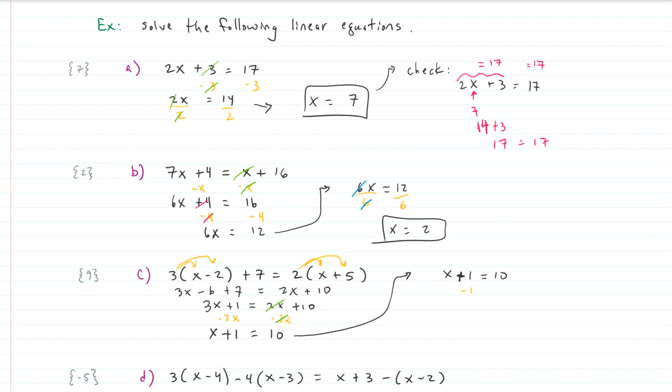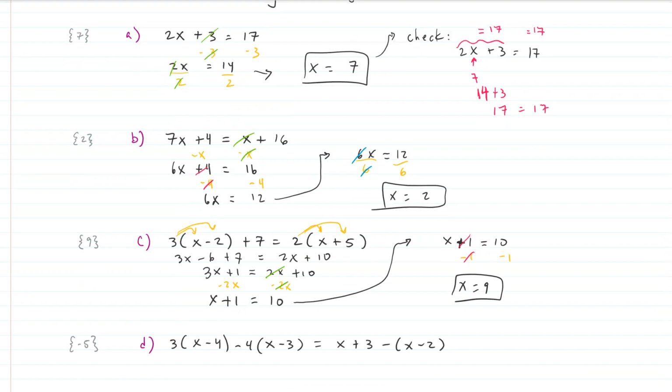If I subtract 1 on both sides, because again, I'm trying to isolate the variable x, then what happens? I get 10 minus 1, which is 9. And we've solved this linear equation.